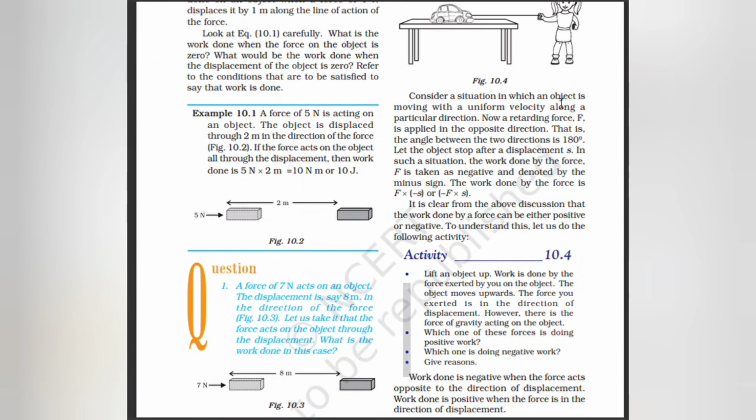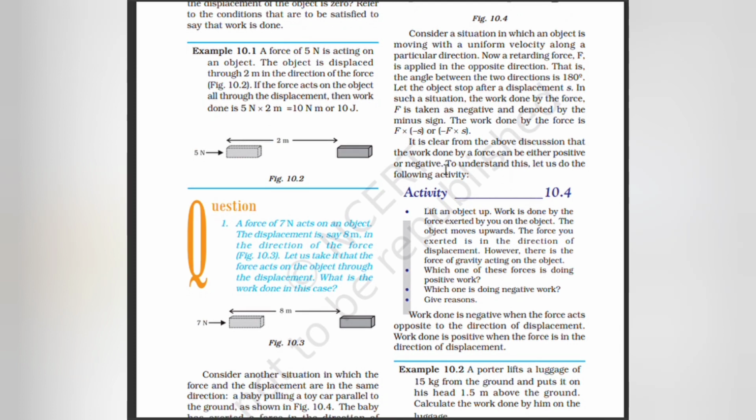Consider a situation in which an object is moving with a uniform velocity along a particular direction. Now a retarding force F is applied in the opposite direction. That is, the angle between the two directions is 180 degrees. Let the object stop after a displacement S. In such a situation, the work done by the force F is taken as negative and denoted by the minus sign. The work done by the force is F into minus S, or minus F into S.